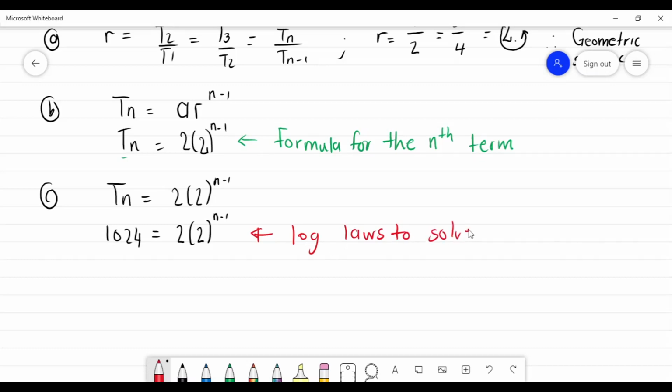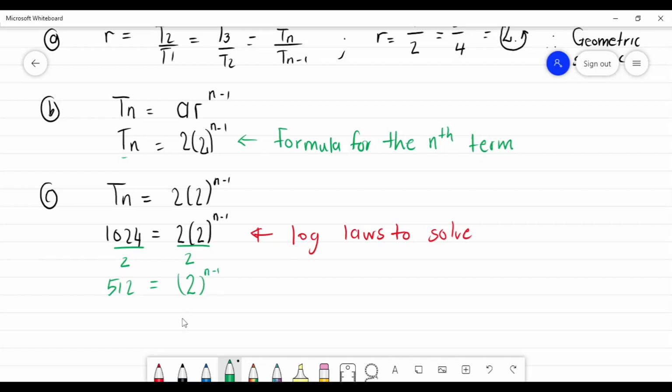First thing you need to do, we're trying to get this 2 to the power of n minus 1 on its own. So what can we do? We can just simply divide by 2 on both sides, right? And if you divide by 2, what do you get? 1024 divided by 2 is equal to 512. So it's 512, and that is equal to 2 to the power n minus 1.